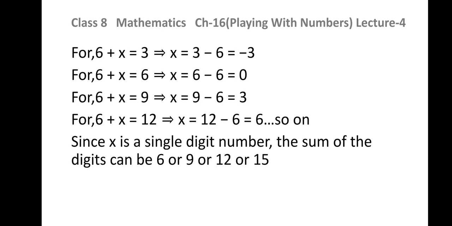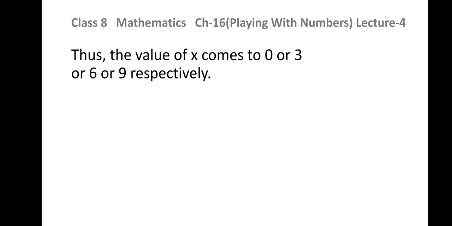So since x is a single digit number, the sum of the digits can be 6, 9, 12 or 15. Thus, the value of x comes to 0 or 3 or 6 or 9 respectively.